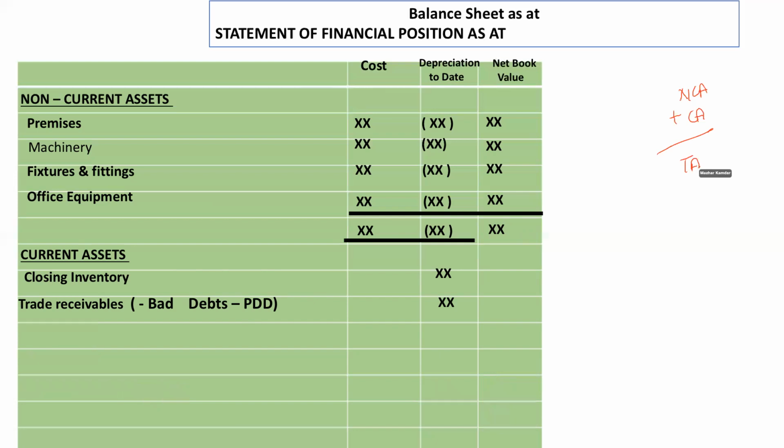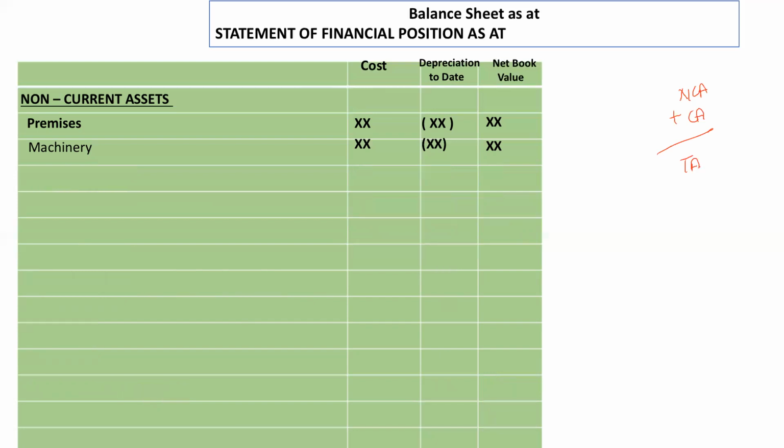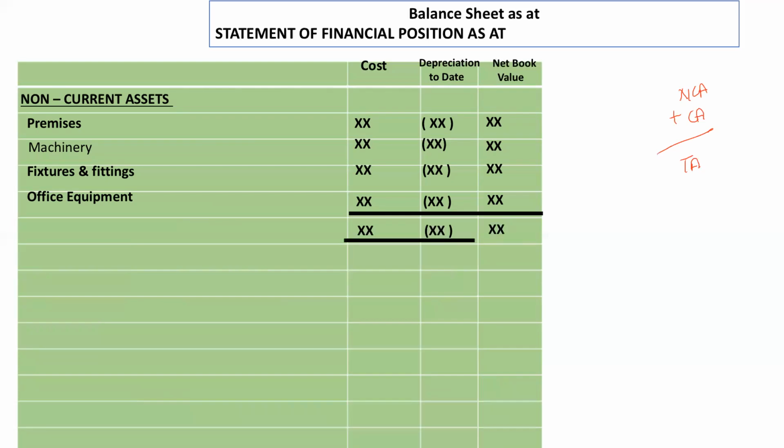Let us revise it once more. Whatever is your non-current assets, you have three columns: cost, depreciation to date, net book value. Cost minus depreciation gives you the net book value. Like that, you will write the cost and depreciation of all the assets. You will come to the net book value. You will total it, close the cost and depreciation to date column, and this will be the amount that you will use to sum up your total assets.